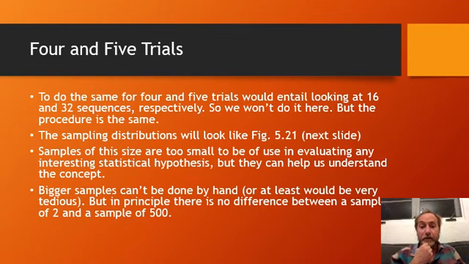And with even bigger samples, you couldn't do the calculations by hand, or at least it would take you a very long time. But in principle, there's no difference between a sample of 2 and a sample of 500. It's the same process, same math, just bigger, more ungainly calculations. So let's look at some more sampling distributions and what happens as the sample gets bigger and bigger.